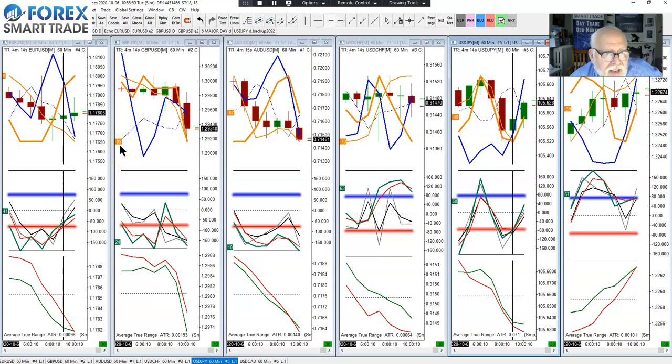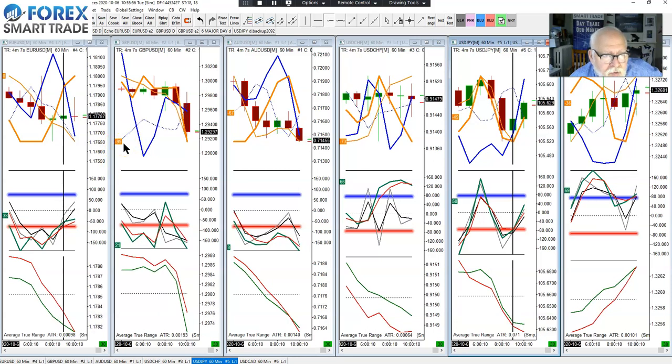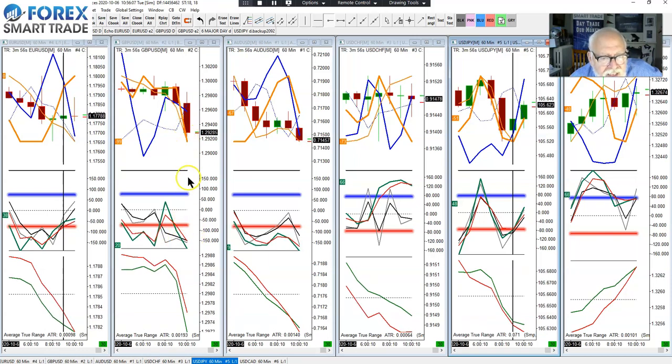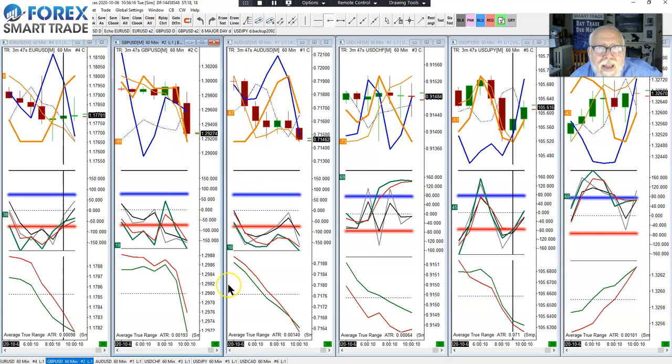Minus 99, that is within 10 points of minus 100. I also have all the lines well below the red. So this is a signal that is good for the thick orange line trade. So this would be a 5 pip buy. Why 5 pips? Because we've tested it and we know that we're going to get a 5 pip bounce off of this.